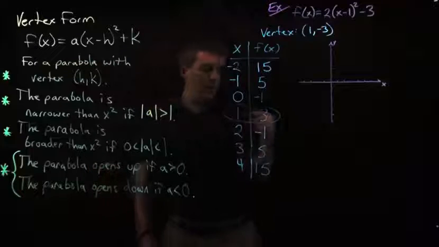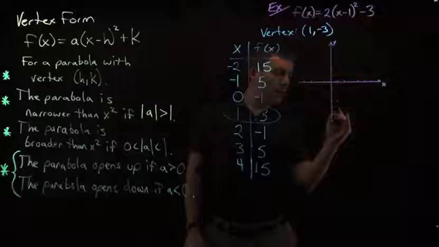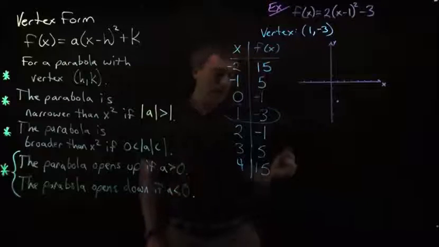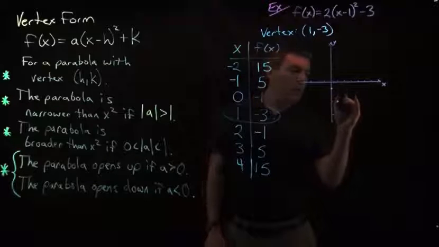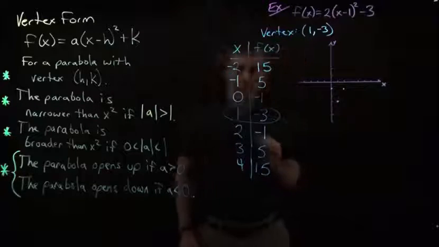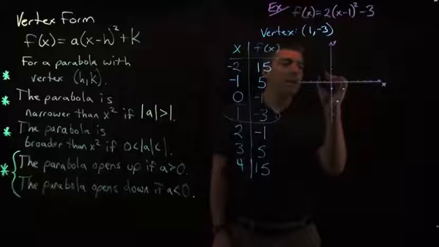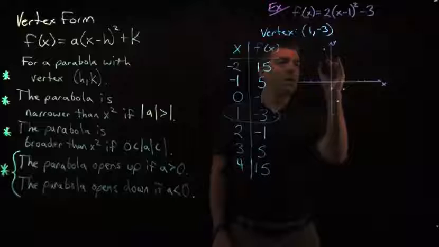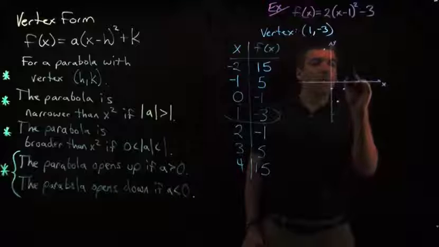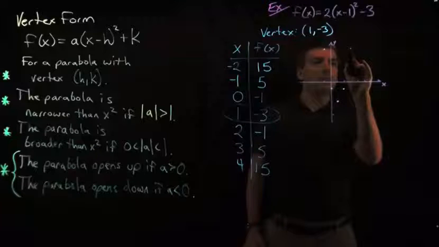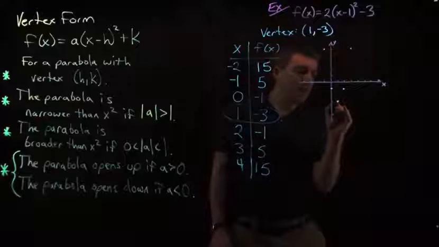All right, let's plot this. So 1, negative 3. We have our vertex. Then 0, negative 1. 2, negative 1. Negative 1, 5. And 3, 5. All right, and then we'll connect this with a smooth curve.